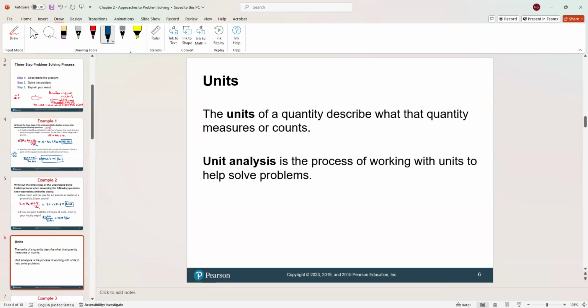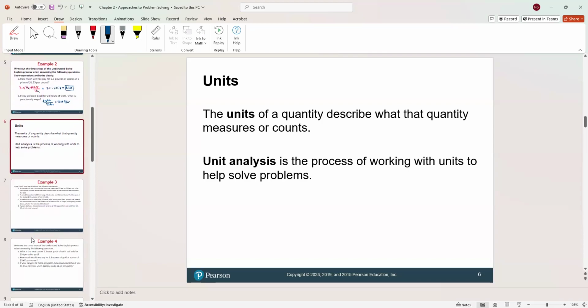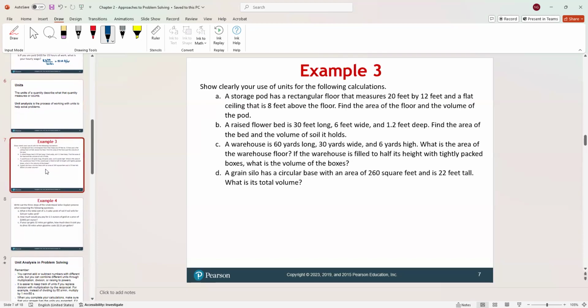Similarly, unit analysis is the process of working with units to help solve problems. All right, so we're gonna do unit analysis. It's a really powerful technique that can help you map the path to a solution. Very important to think about. We're gonna have a chance to go back to unit analysis, but let's do another example of this.